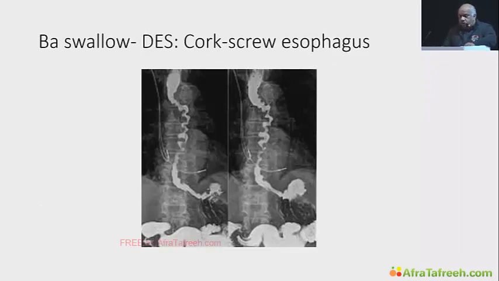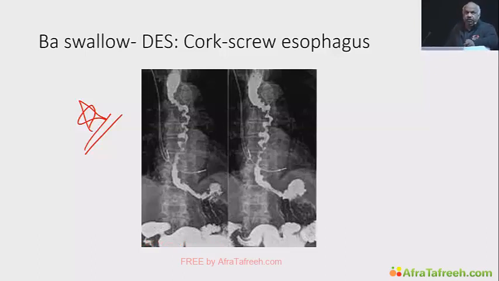This is also a very important X-ray for you. This topic they don't ask, but this X-ray they do ask. What is this? Corkscrew appearance in diffuse esophageal spasm. This also I'll keep in the red zone of triage for you. Corkscrew appearance image in DES, diffuse esophageal spasm.